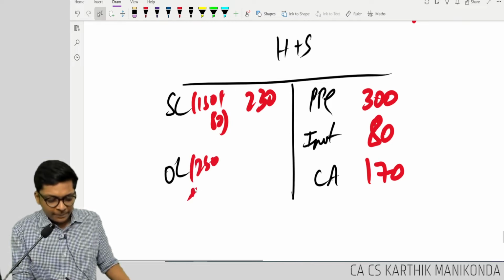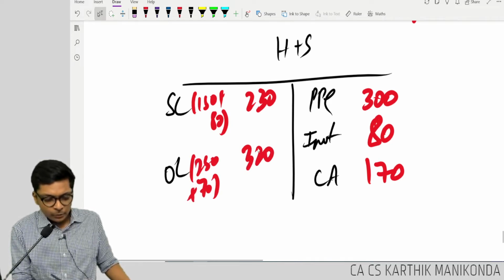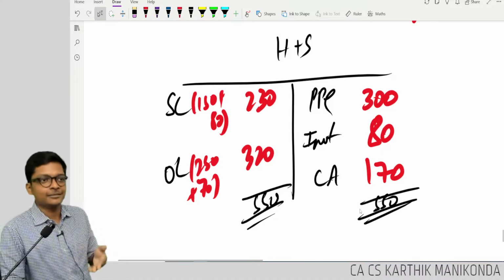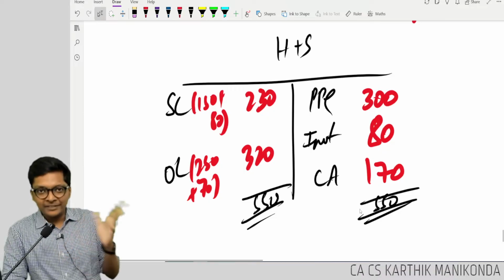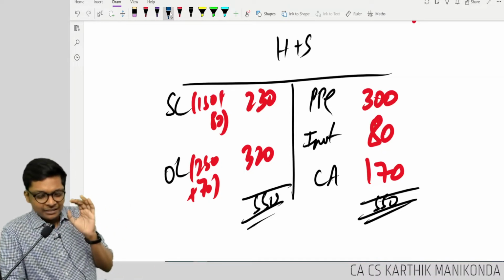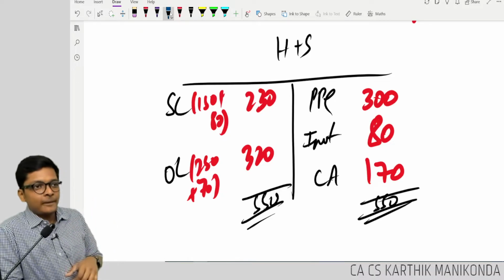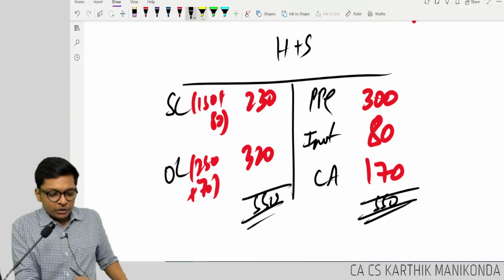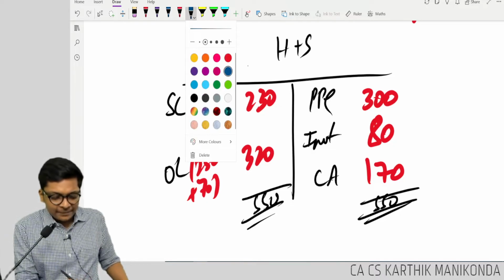Other liabilities 250 plus 70. So 250 plus 70, 320. My balance sheet total is 550. Is it tallying, guys? Hey, it should tally. What you did? Nothing you did. We just added both places. This is the first step in consolidation. But what do you feel odd over here, even though you didn't study this chapter even once?